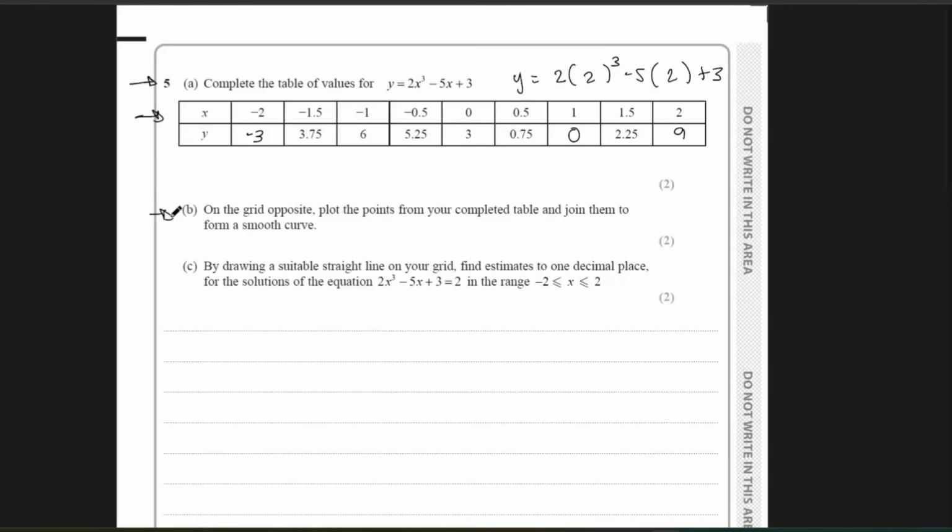Question B. On the grid opposite, plot the points from your completed table and join them to form a smooth curve. X values range from minus 2 to 2.